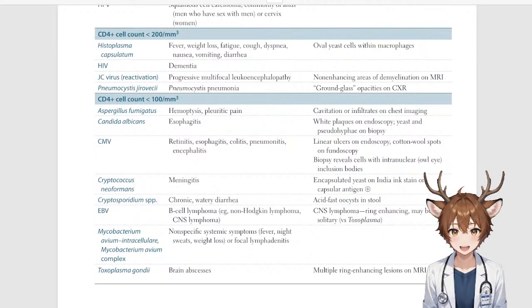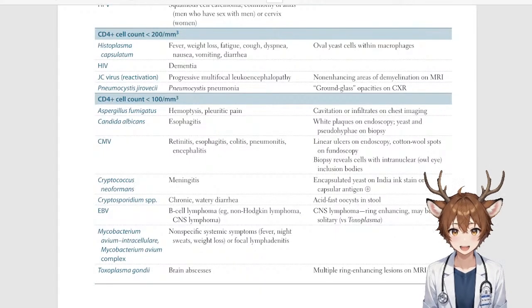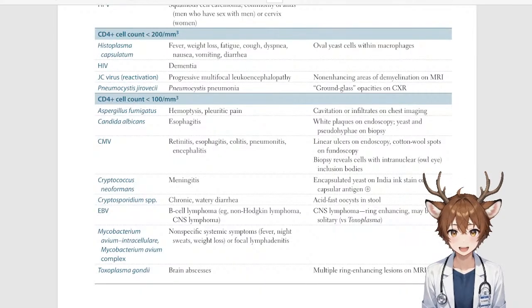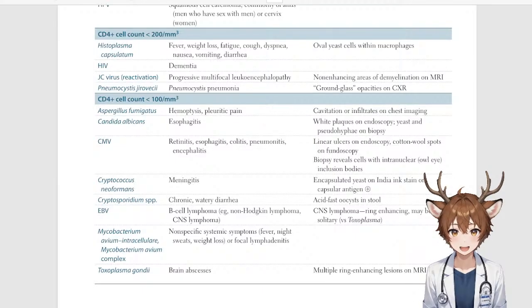Cytomegalovirus, CMV, causes colitis, retinitis, esophagitis, encephalitis, and pneumonitis. Linear ulcers on endoscopy. Biopsy reveals cells with intranuclear owl-eye inclusion bodies. What about Cryptococcus neoformans? It causes meningitis. You would have encapsulated yeast on India ink stain, and the capsular antigen is positive.